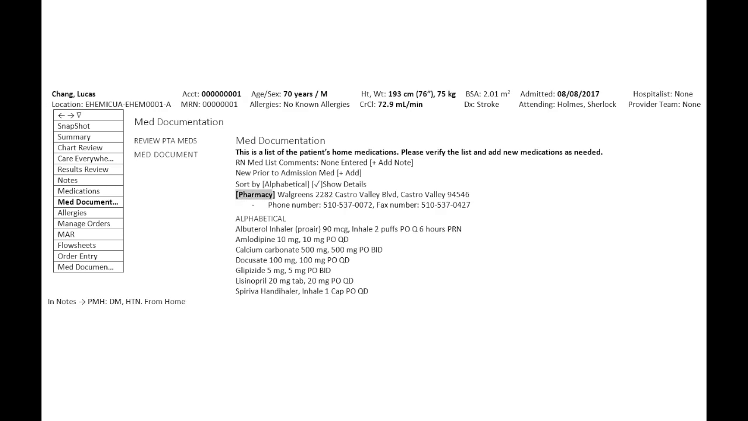The patient's main pharmacy or pharmacies should be listed under the pharmacy button here. And when you click the button, it should expand information to give you the pharmacy's phone number and fax number. What should you do next? Fax this Walgreens with a TOC cover sheet requesting the patient's medication list.